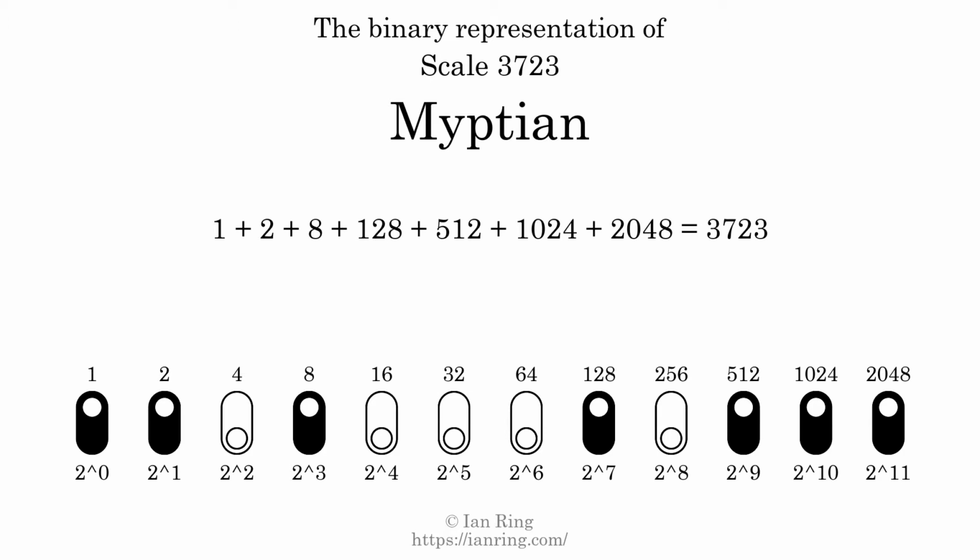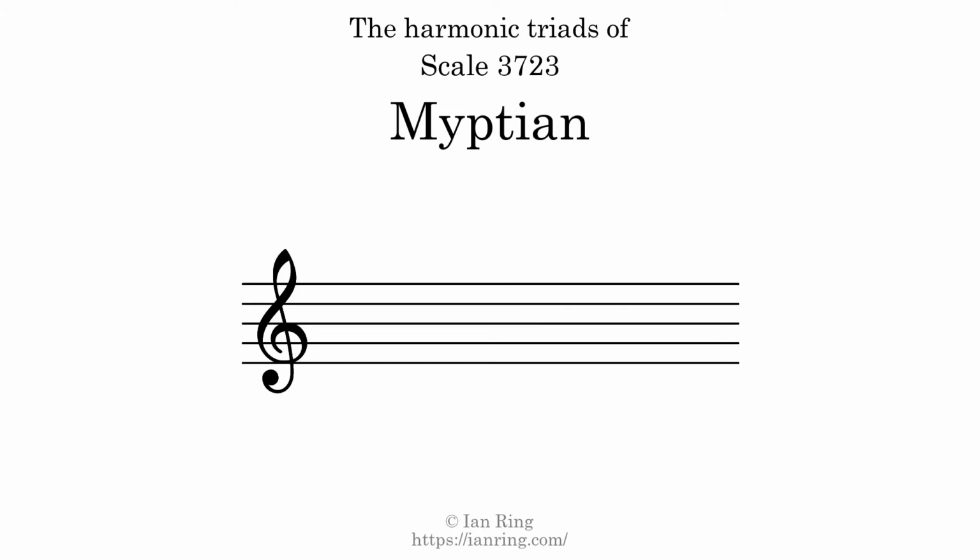3723. The scale number not only enumerates the scale with a unique index, but it also literally describes the tonal content of the scale. Represented as a binary number in base 2, the scale number is 111010001011. Here are the harmonic triads present in this scale.